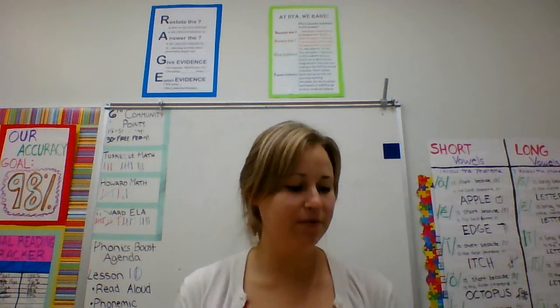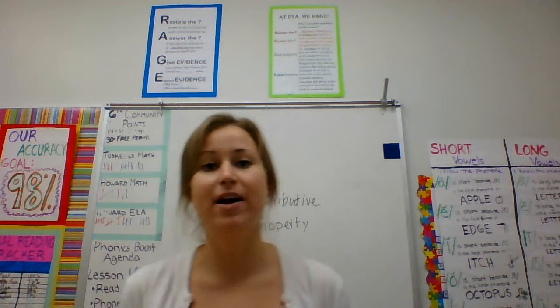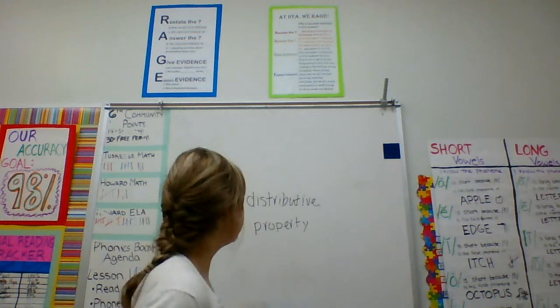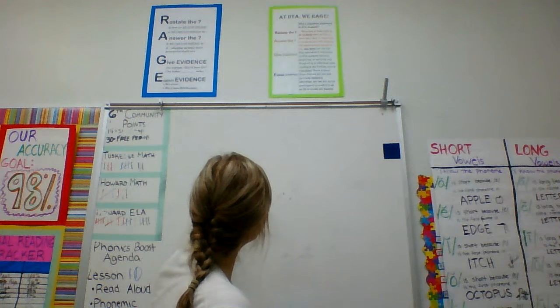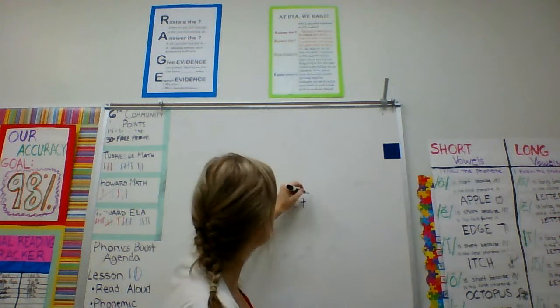Today we are reviewing how to use the distributive property to simplify expressions. That is your first note on the top of your page. Example 1. 3 parentheses 2x plus 4.